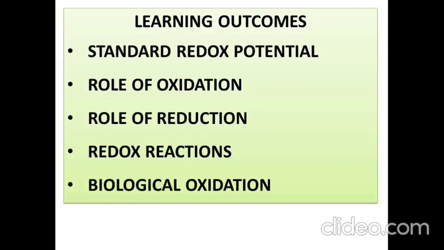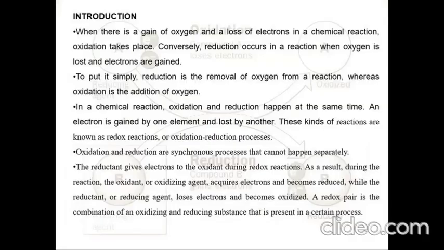Learning outcomes will be redox reaction, standard redox potential, and the examples. When there is a gain of oxygen and a loss of electrons in a chemical reaction, oxidation takes place. Conversely, reduction occurs in a reaction when oxygen is lost and electrons are gained. To put it simply, reduction is the removal of oxygen from a reaction, whereas oxidation is the addition of oxygen.